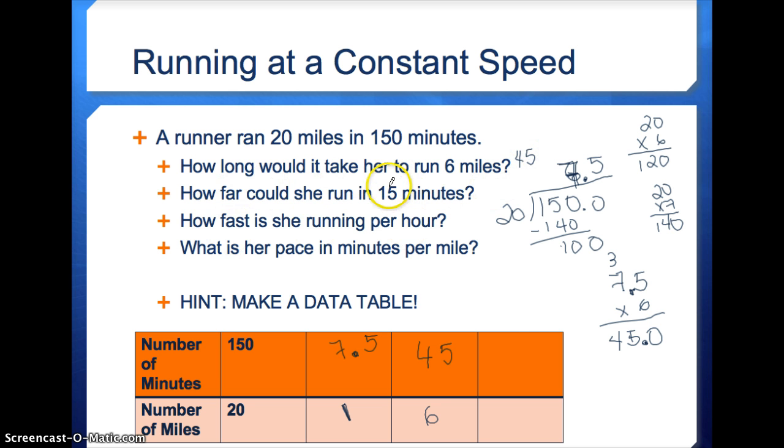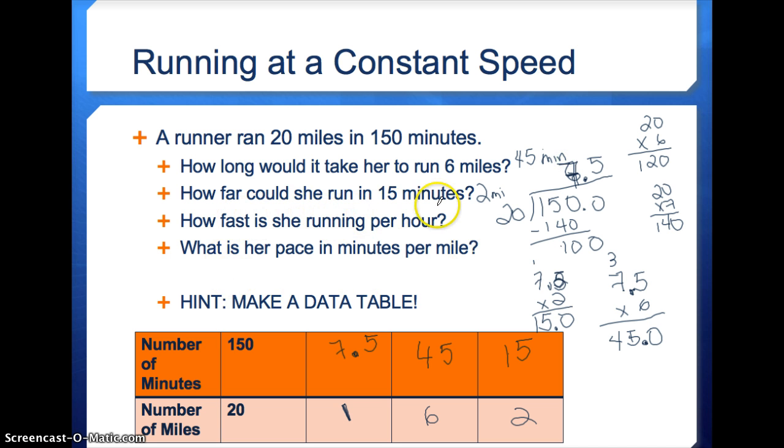How far could she run in 15 minutes? So if this was a 15, I believe 7.5 times 2, 7.5 times 2 should be 15. And let's see if that's correct. Yes, 14 plus 1 is 15. So this should be a 2. She can run 2 miles. This is 2 miles. And this was 45 minutes, right?